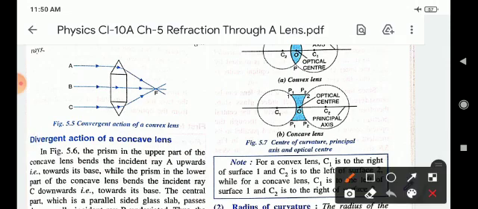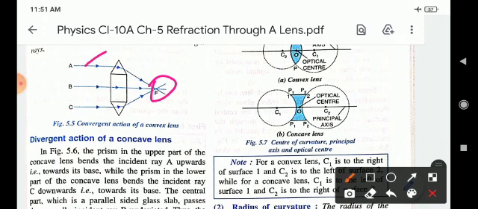The central part, which is a parallel-sided glass slab, passes ray B, normally incident on it, undeviated. That is, ray B is undeviated, and A and C are deviated. Thus, the set of prisms forming a convex lens converges the parallel rays to a point F. Therefore, a convex lens has a converging action on the incident light rays.